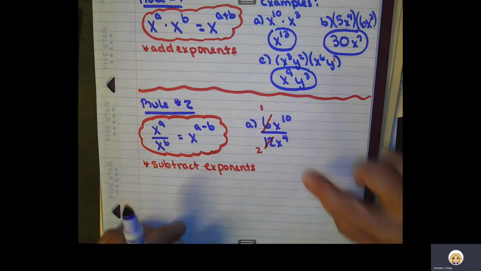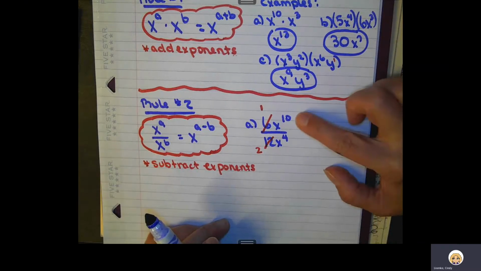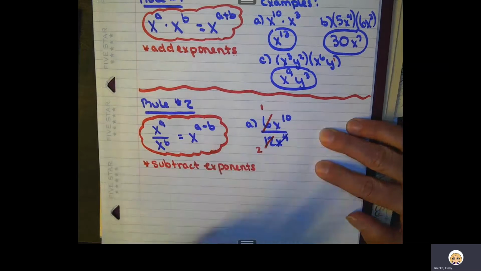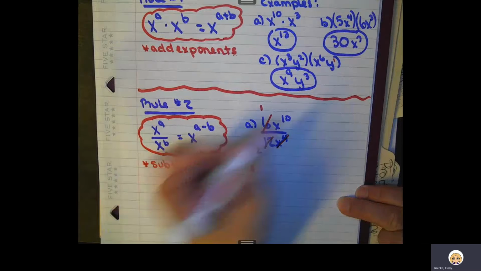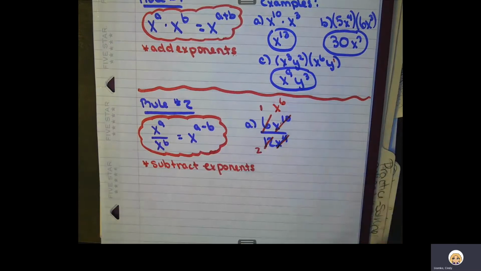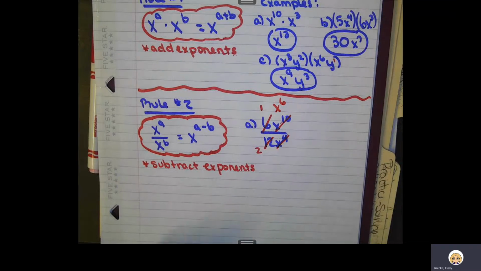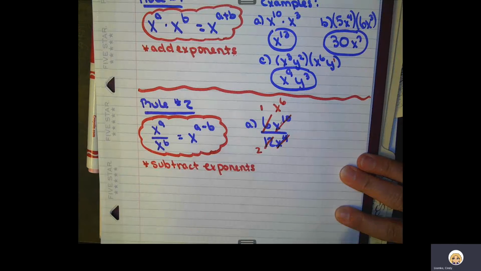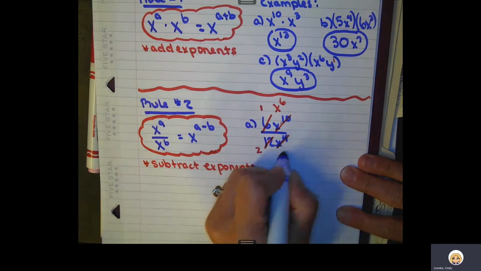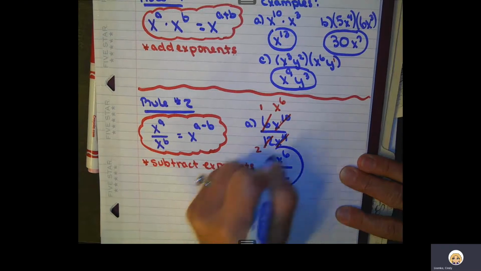Another way to look at it is, where's the most amount of x's? There's 10 on the top and 4 on the bottom, so there's 6 more on the top. So I get rid of the bottom, and I'm going to change the top. I'm going to cross it off and write x to the 6th since there were 6 more. If there were 6 more on the bottom, I put them on the bottom. So that means our answer, we have left on the top 1x to the 6th. We don't need the 1, so it's just x to the 6th. On the bottom, we just have a 2, no letter.